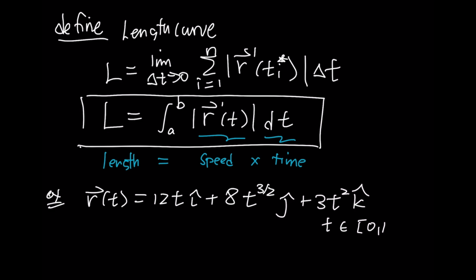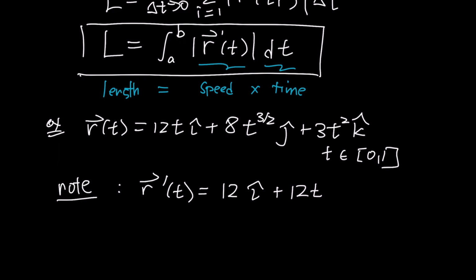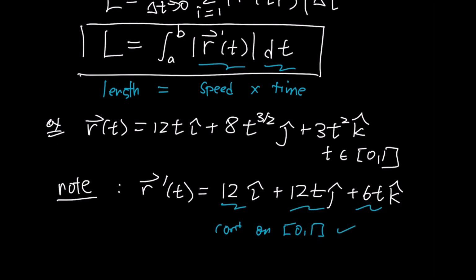In order for us to use the arc length formula, we've got to make sure we have a smooth path. Well, in this particular case, we get a 12 in the i, we're going to get a 12t in the j, and we'll get a 6t in the k. Each one of these components is continuous on the interval 0 to 1. Oh, I apologize. This is a 1/2. And that means then that r prime is continuous on this 0 to 1. That's the first condition of being a smooth path.